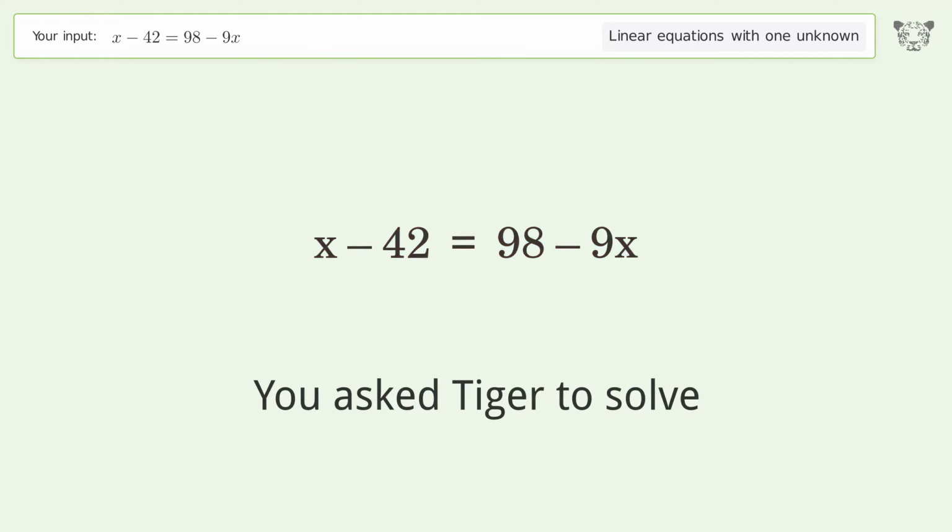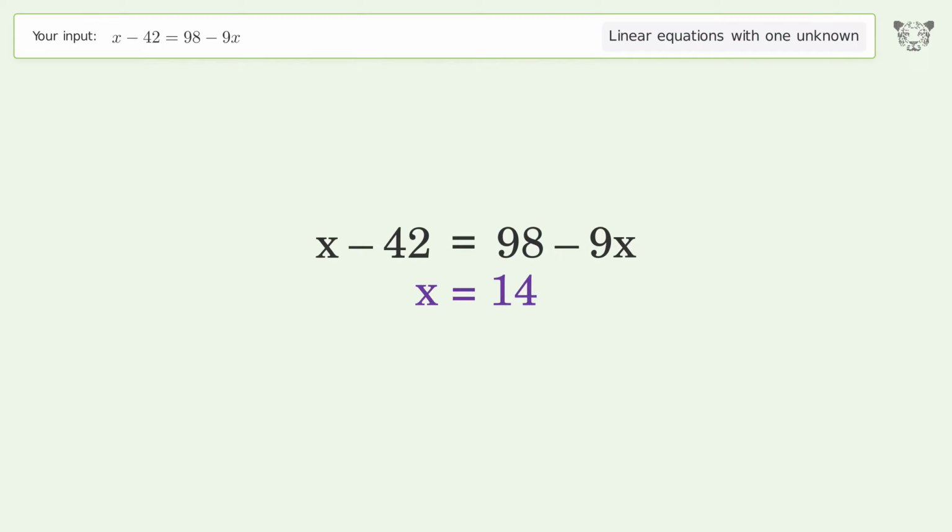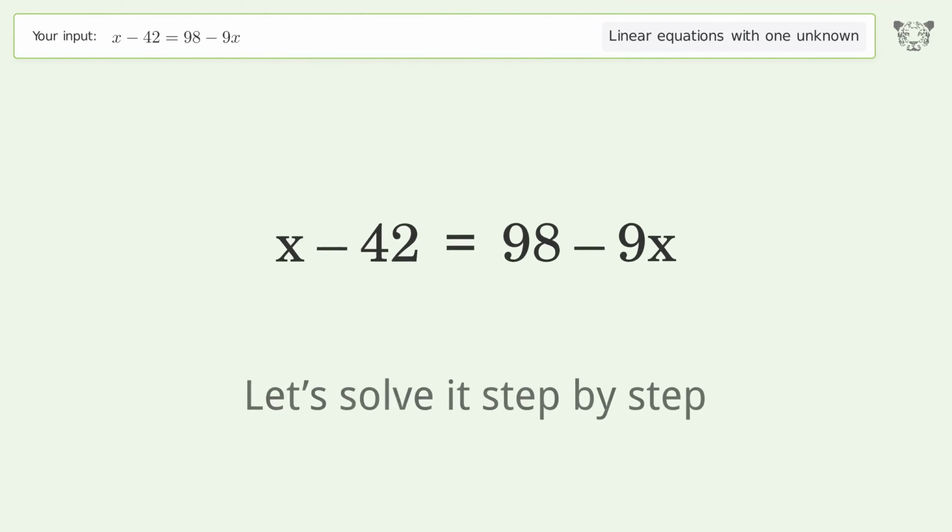You ask Tiger to solve this. It deals with linear equations with one unknown. The final result is x equals 14. Let's solve it step by step.